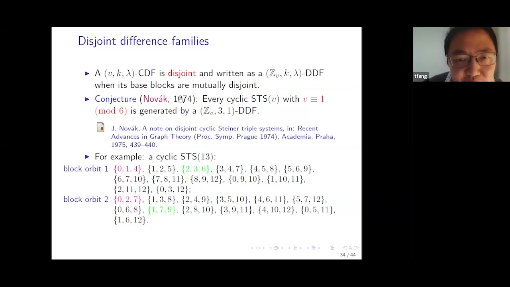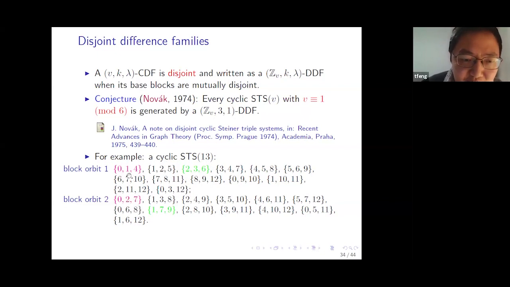In 1974, Novak presented a conjecture. It says every cyclic Steiner triple system of order v, where v is 1 mod 6, can be generated by a disjoint difference family. We still use the example to illustrate this conjecture. In this example, all of the blocks are divided into two orbits.